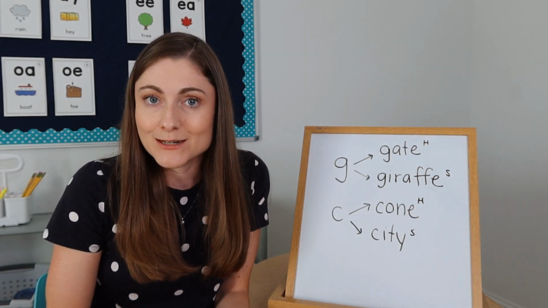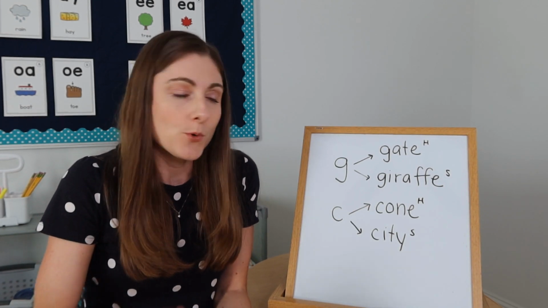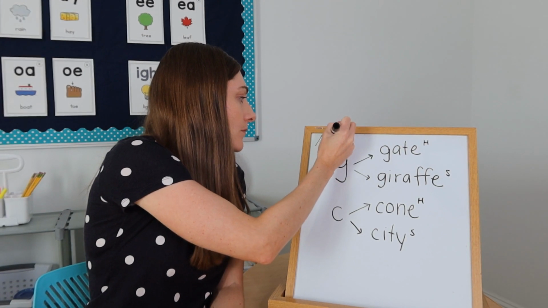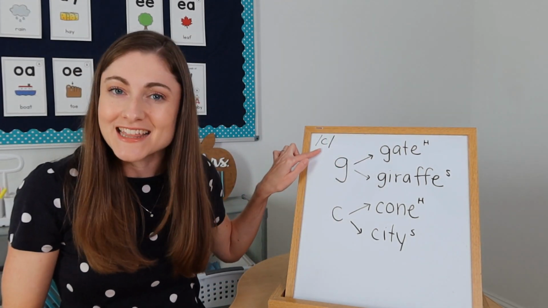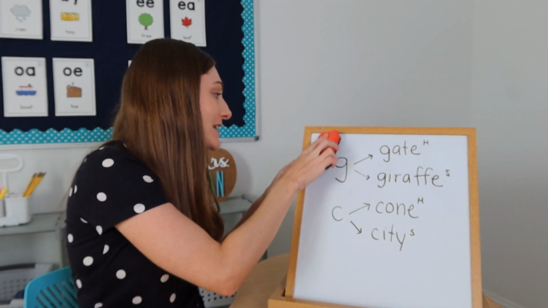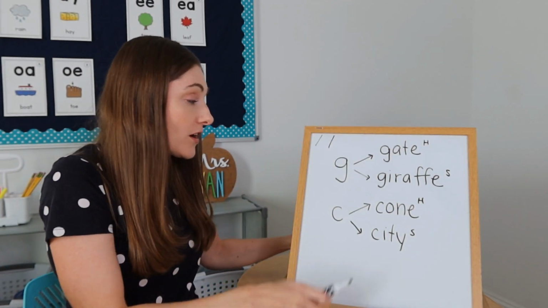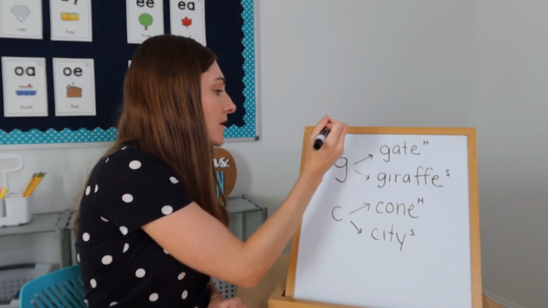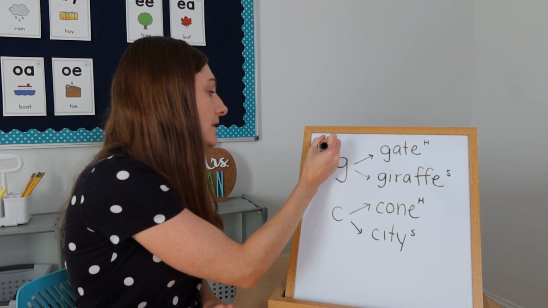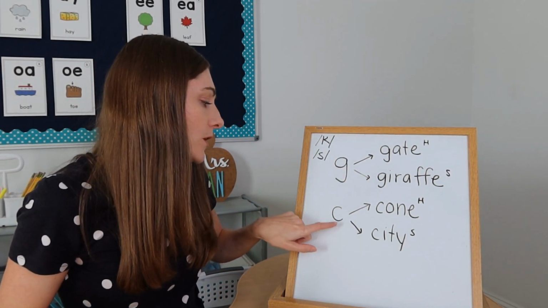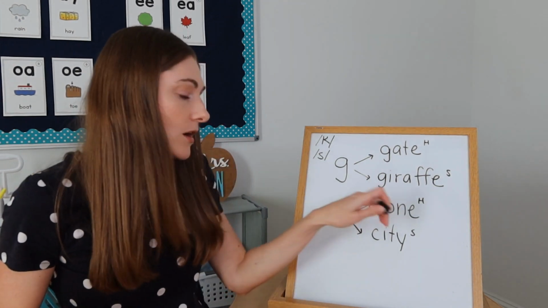So interestingly, when we write the sound for the letter C, we have two phonemes for the letter C. We have the hard C, like K, k, and then we have the soft C, like S, s. So these are the two phonemes for the letter C, okay? Hard and soft.